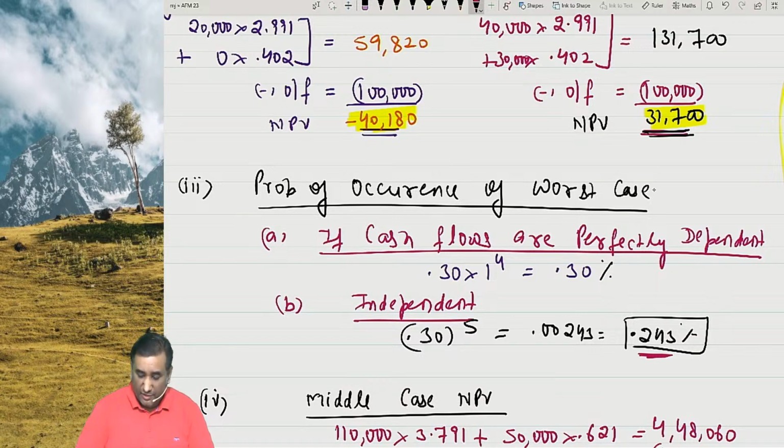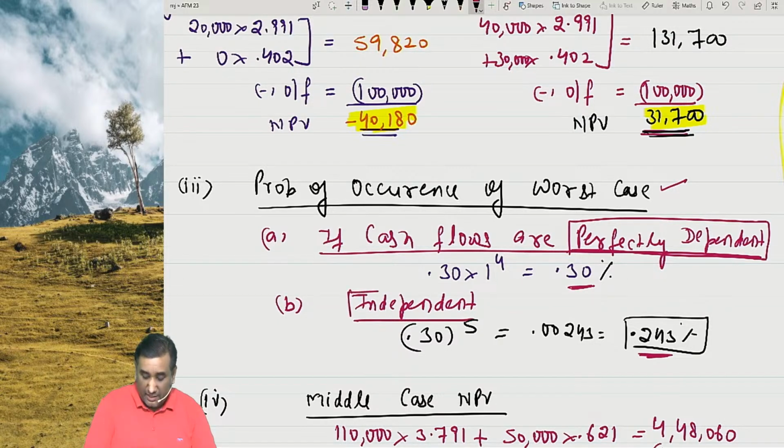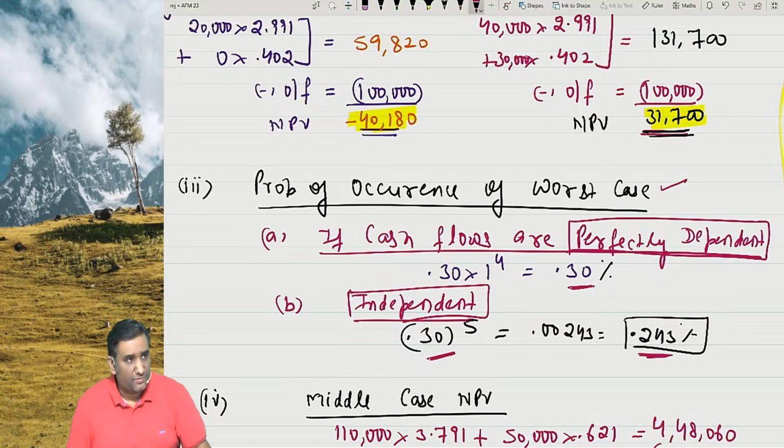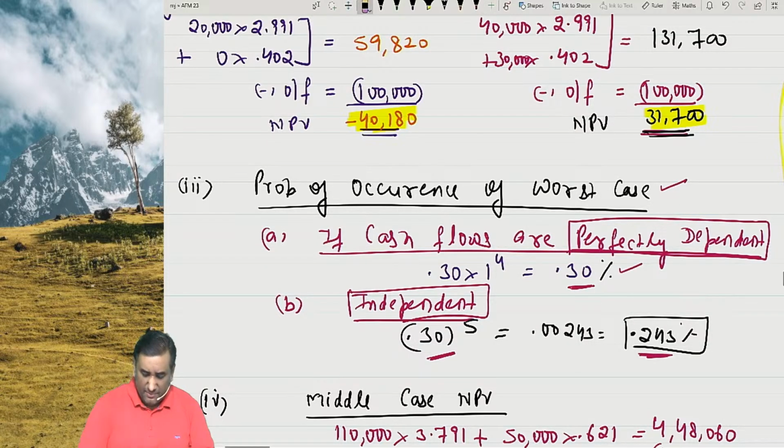So we have probability of occurrence of worst case if cash flows are perfectly dependent is 0.30. If they are independent, it's 0.3 to the power 5. Perfectly dependent and independent. Dependent means the relationship is 1. 30%. It's not 0.3, it's 30%. It's either 0.3 or 30%.